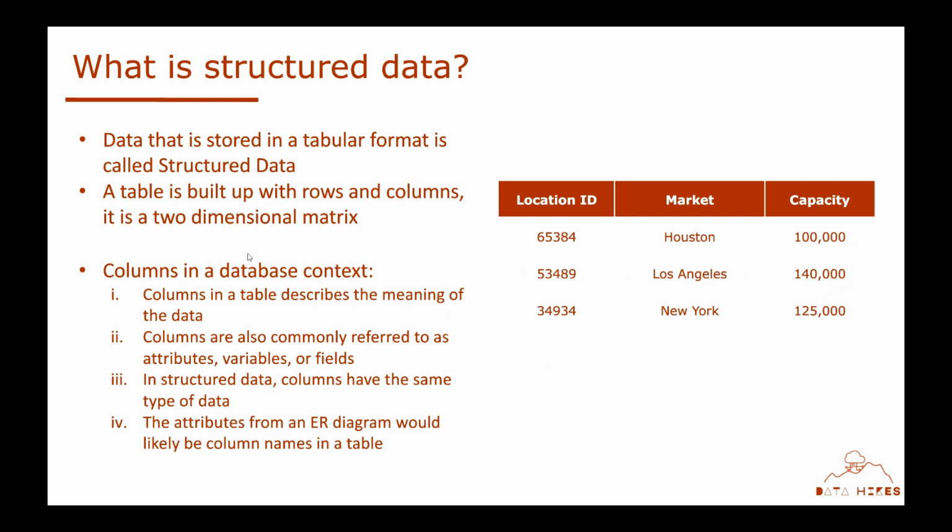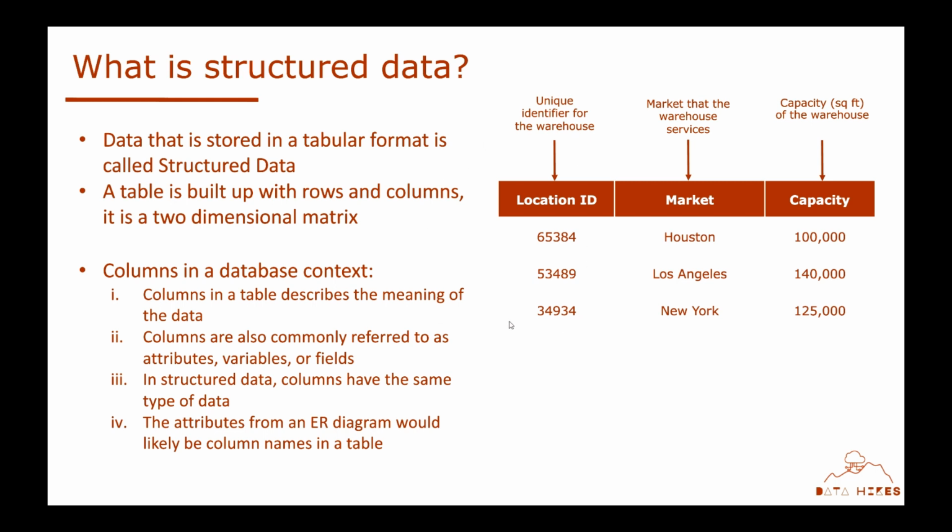What are columns in a database context? Columns in a database table describe the meaning of the data. So when you look at one column, you'll understand what kind of data is stored here. Columns are very often also referred to as attributes, variables, or fields. And in structured data, columns have the same type of data. We will look at the various types of data there are, but in structured data, the columns would have the same type of data in them. The attributes from an ER diagram would likely be columns in a table, as we have mentioned before.